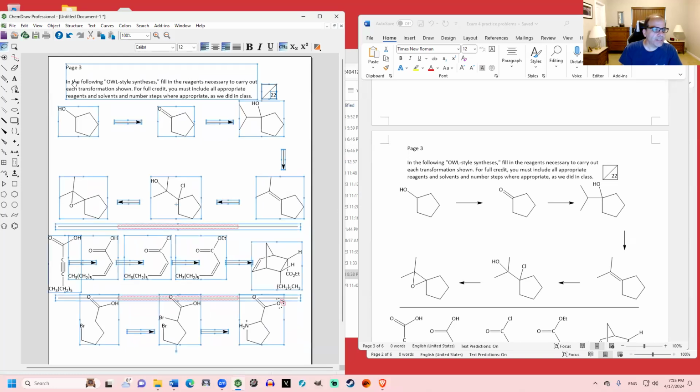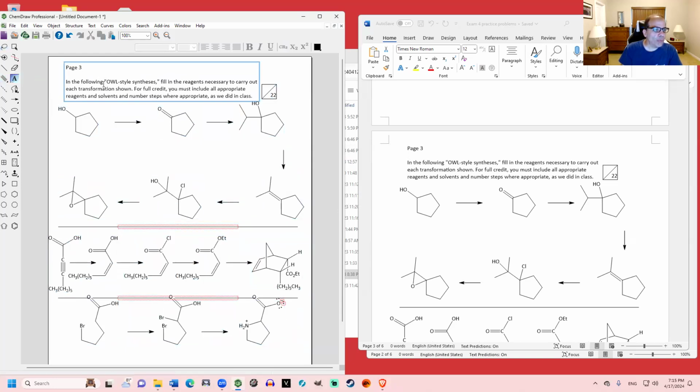All right. Here where it says OWL, we would have active. OWL was what we had in those years for online homework. So what this is asking you to do is provide the reagents that will cause each of these steps to happen. In the first step, we're going from cyclopentanol to cyclopentanone.